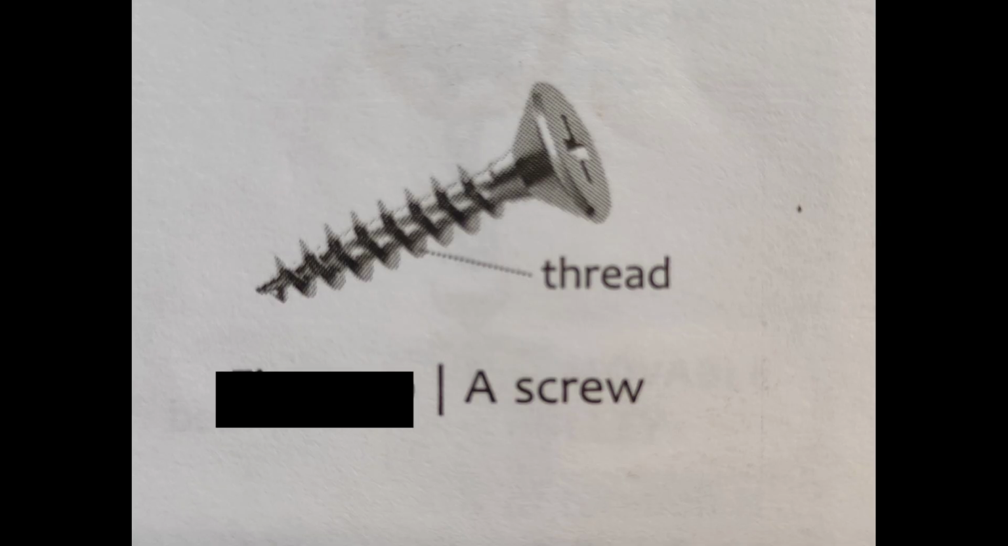A screw is a cylindrical rod marked with a winding spiral edge called thread. A screw looks like a nail with grooves cut spirally into it. A screw is actually an inclined plane wound around a rod. Here is the drawing of the screw. You can see the picture of the screw. Threads are shown over here.